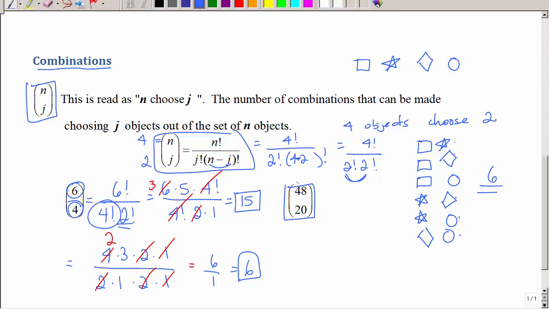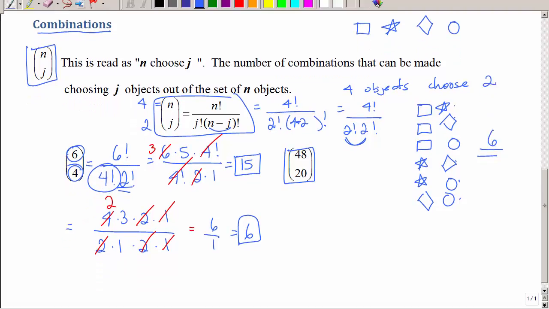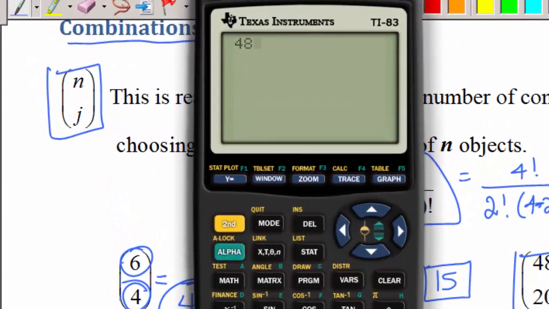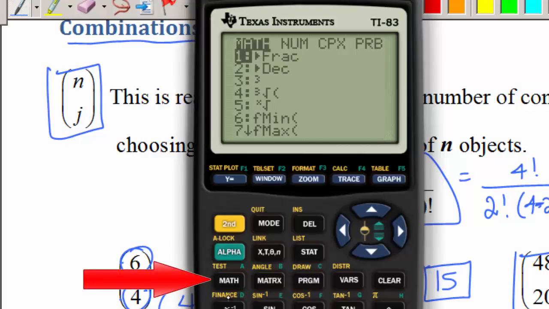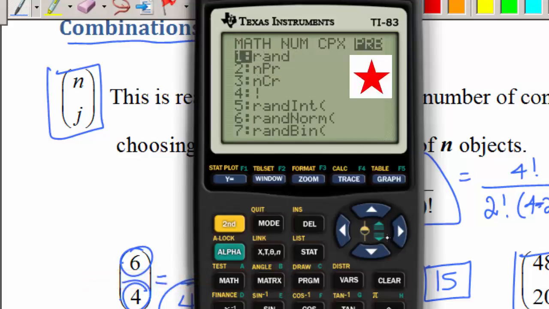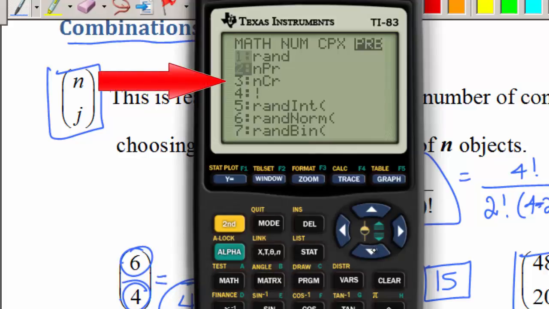Could I do that for a bigger example? Yes, I could write it out the same way, but what about a calculator? Let's investigate that. On the TI-83 and most of the TI calculators, they're all about in the same place. I need 48 first, so I'm going to punch in 48, and then I need to know the number of combinations. Where is that? It's under your Math button, and then under PRB, which stands for probability. And then our third option is NCR. That's the number of combinations.